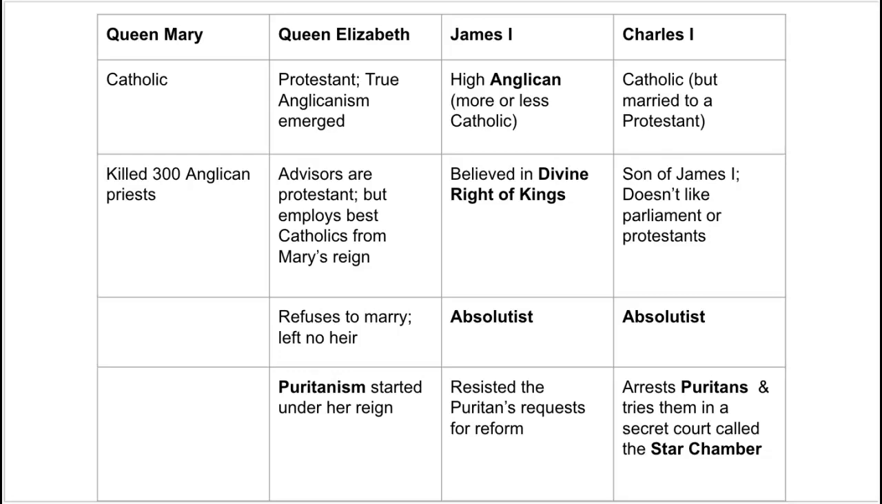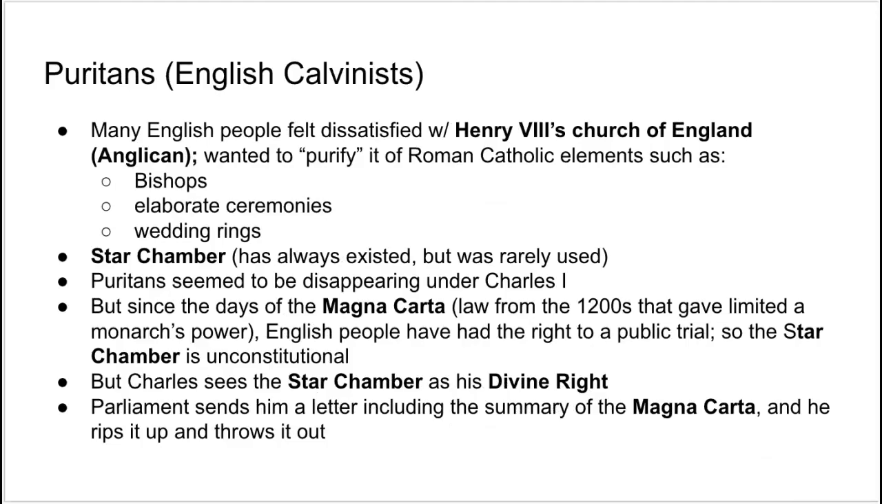Charles I comes next after James I. Catholic, but married to a Protestant. He doesn't like Parliament. He doesn't like Protestants. He's very much in line with James I. He's an absolutist. And he arrests a whole bunch of Puritans and puts them into a secret court called the Star Chamber. That's where the trial is.